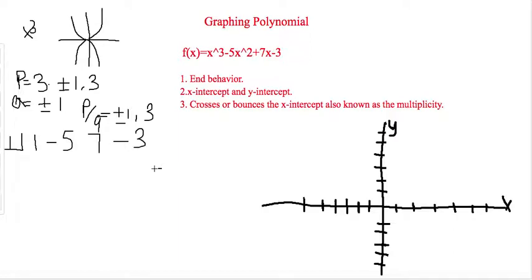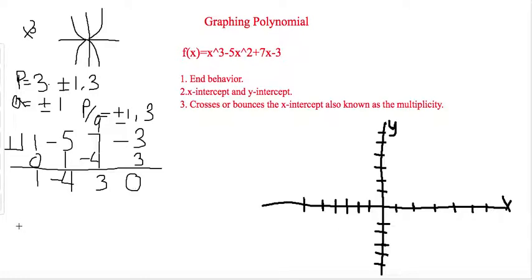Put my line under, bring down the 1. 1 times 1 is 1, -5 plus 1 is -4, -4 times 1 is -4, 7 minus 4 is positive 3, 3 times 1 is 3, and then -3 plus 3 is 0. Voila, we have a factor because we have a remainder of 0.